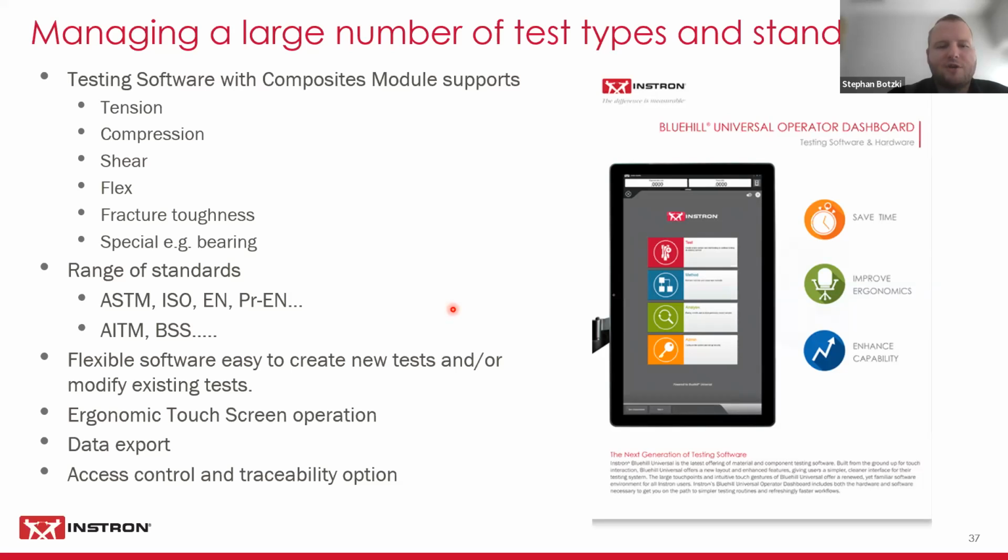You also want to make sure that your software is flexible and easy to use, and that you can create new tests or modify the existing ones. It can be used on a touch screen. You can export your data in various ways. And then one thing that is often overlooked is that this really gives you access control and a traceability option. We already have revision history now. In every new version of our software, there's revision history.